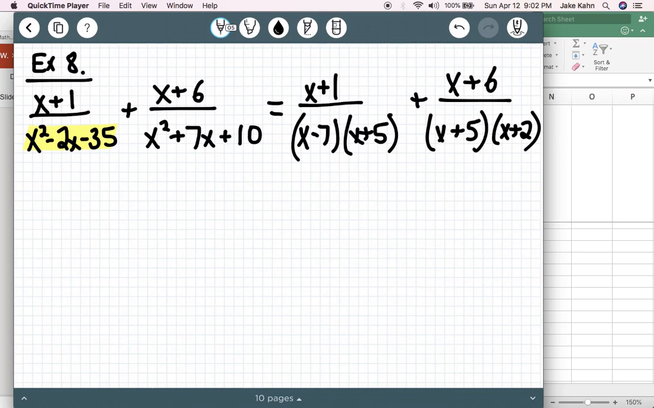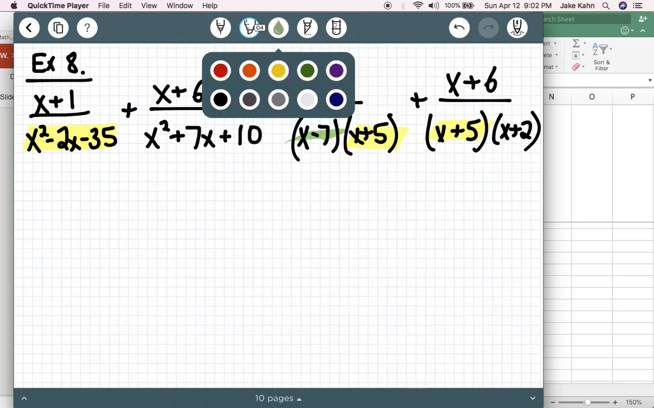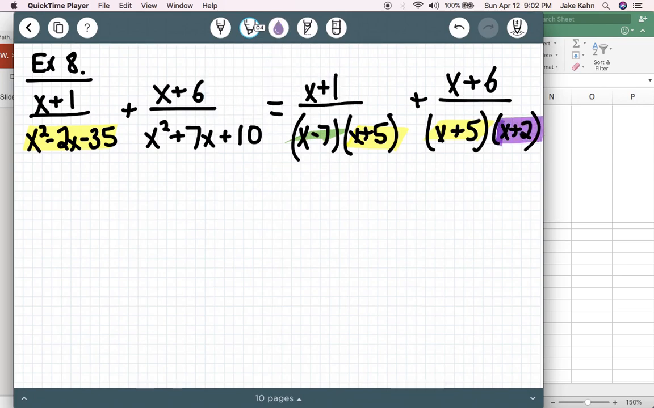All right, now both of these denominators have an x plus 5 in common. However, only one of them has an x minus 7, and only one of them has an x plus 2. So the first fraction we're going to have to multiply by x plus 2 on top and bottom. The second fraction we're going to have to multiply by x minus 7 on top and bottom. Again, the reason that we do this is to get common denominators. So I'm going to do that in my next step.